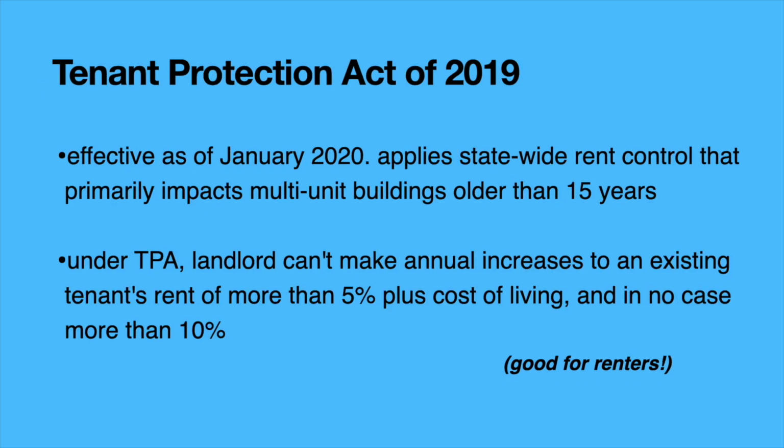The Tenant Protection Act of 2019 is effective as of 2020. It applies statewide rent control that primarily impacts multi-unit buildings older than 15 years. Under the Tenant Protection Act, a landlord can't make annual increases to an existing tenant's rent of more than 5% plus the cost of living, and in no case more than 10%.